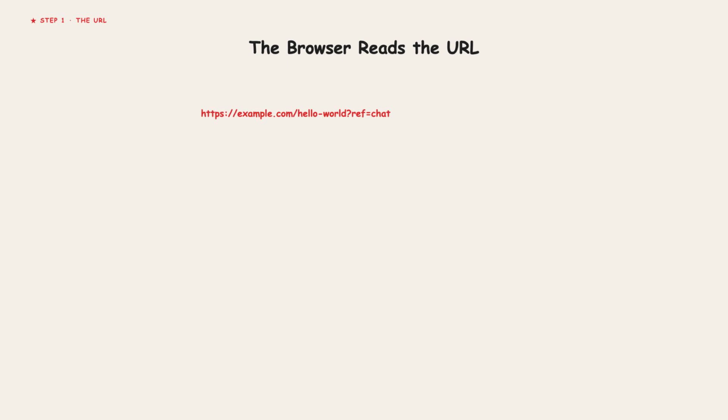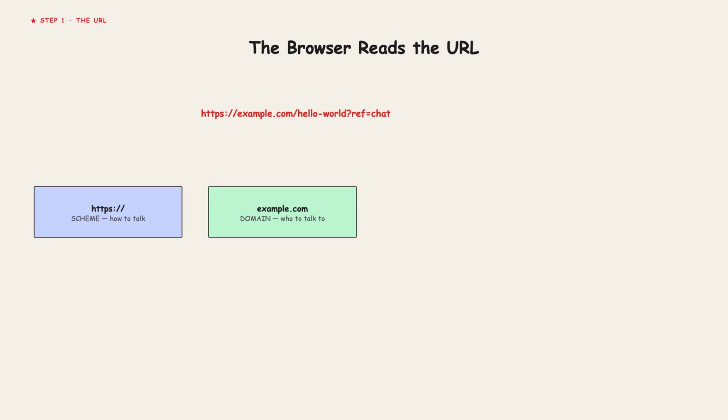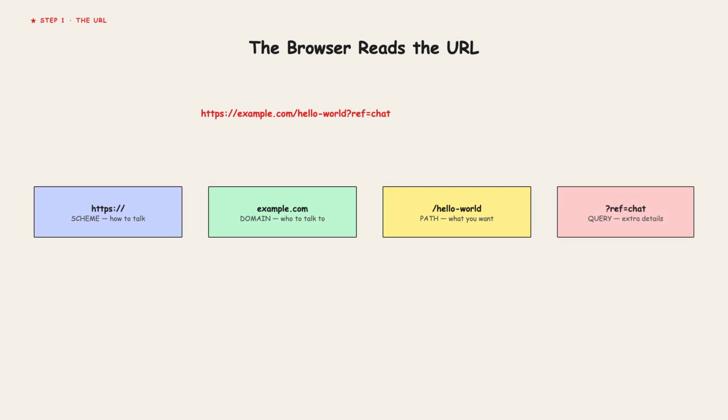Step 1. The browser reads the URL like a mailing address with 4 parts. HTTPS, how to talk. The domain, who to talk to. The path, what you want. The query, after the question mark, extra details. 4 parts, 4 jobs. Nothing has touched the network yet.